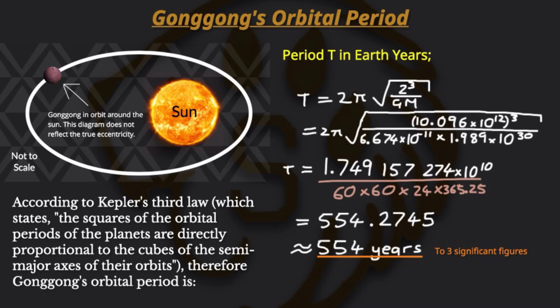So you divide by 60 seconds first to get the minutes. Divide by 60 minutes, you get the hours. Divide by 24 hours to get the days, and then you divide by 365 days, which are the days in a year, to get the years. As you can see at the end, we have the approximate value of 554 years, which means that Gonggong takes around 554 years to complete its orbit around the sun.